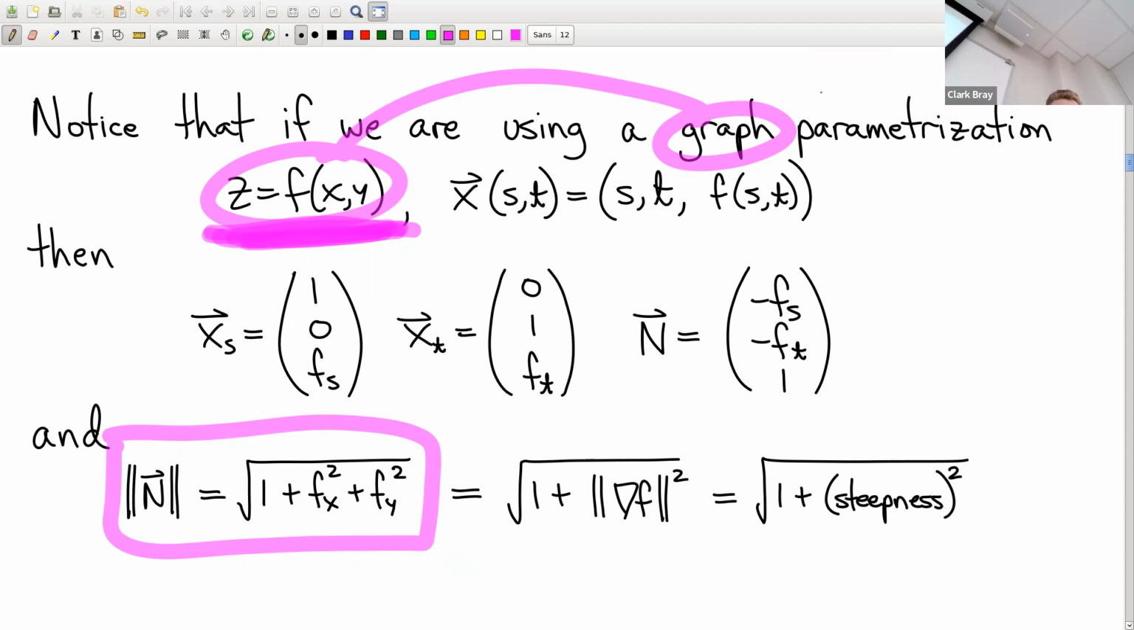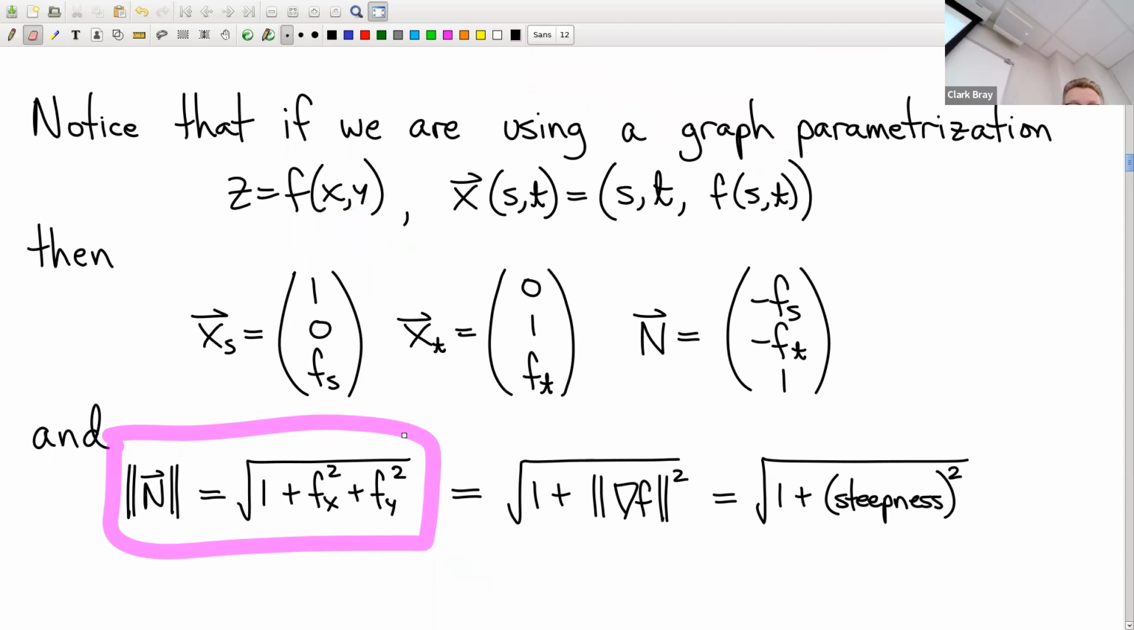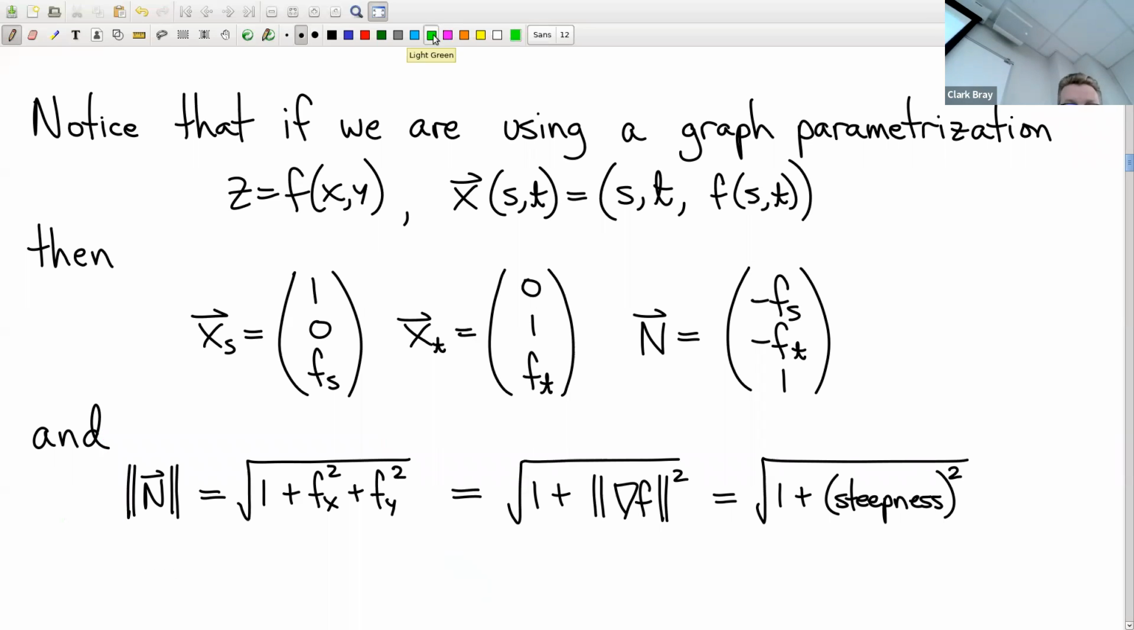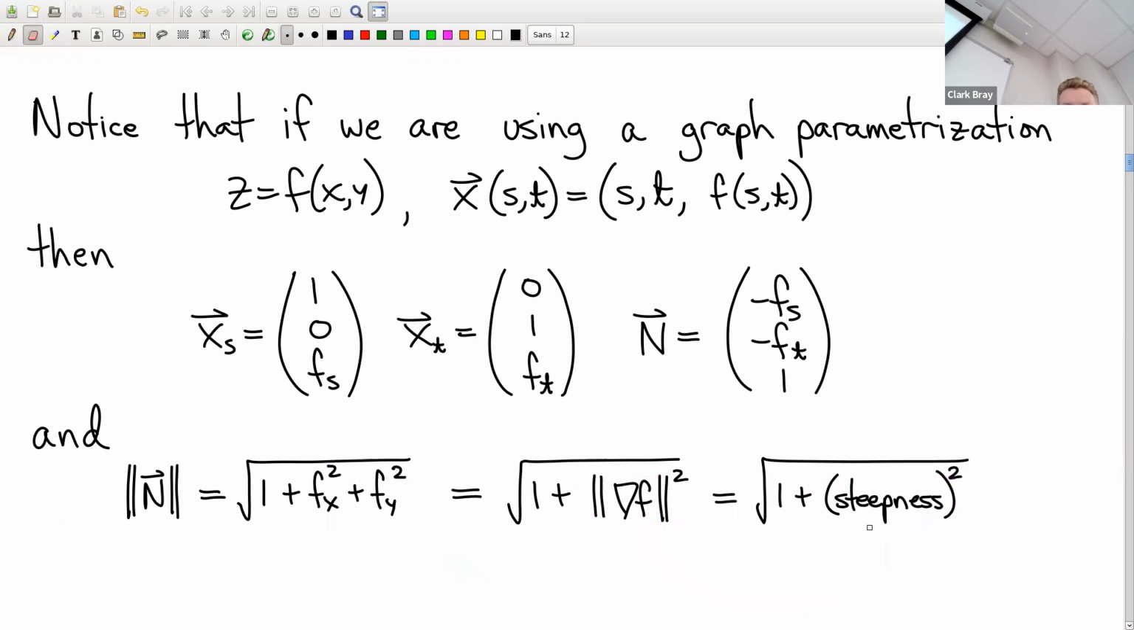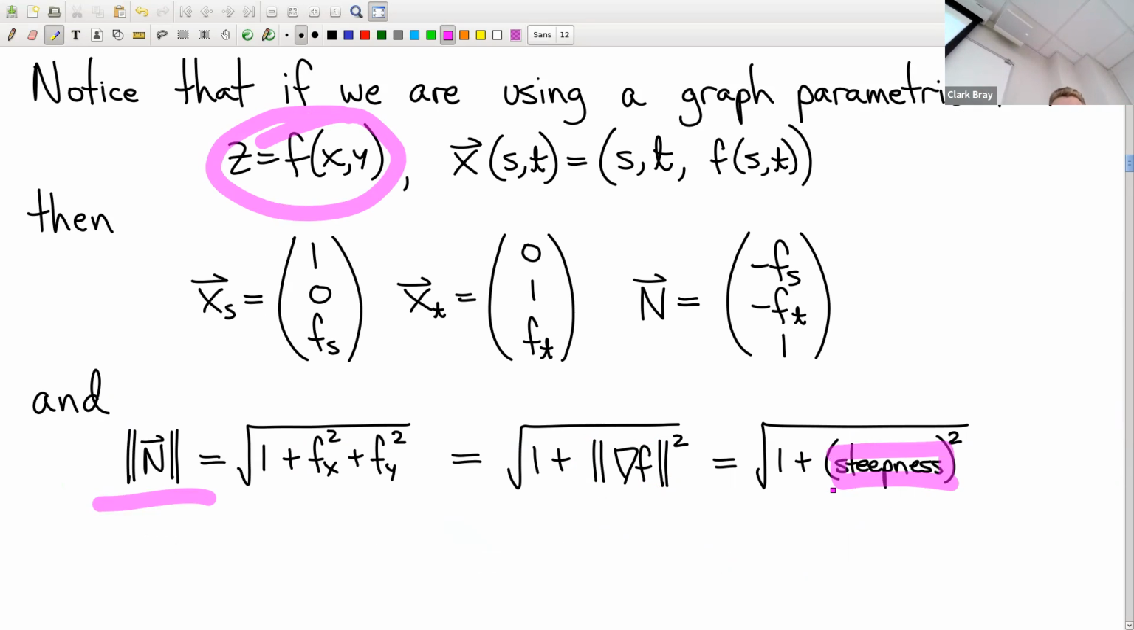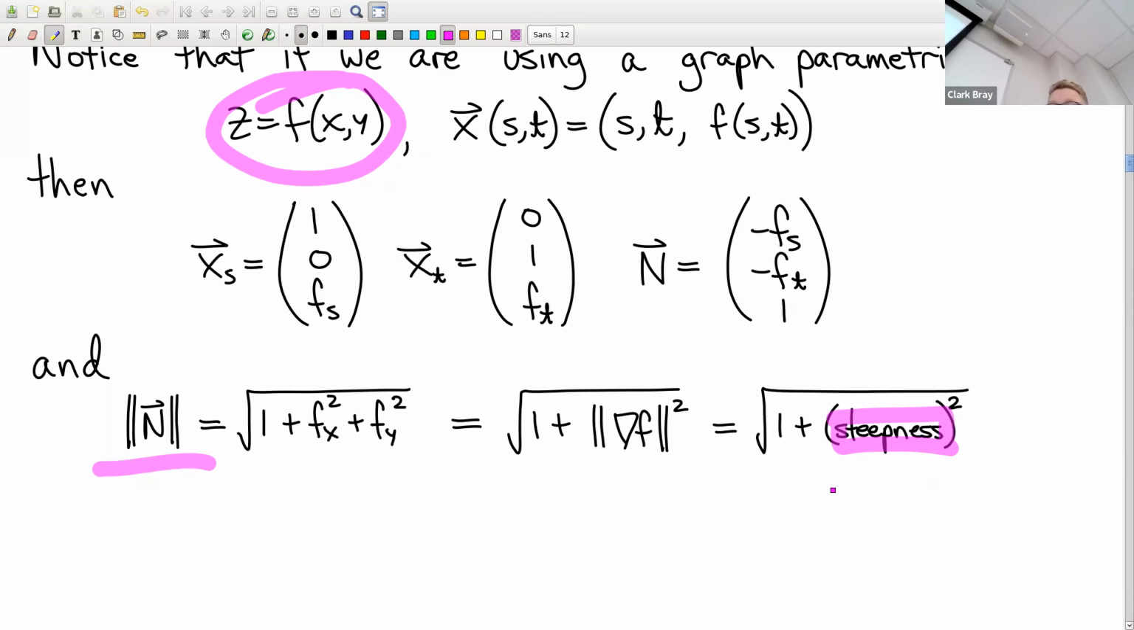Okay. All right. Real quick application though, I do want to show you. I think this is fun. Notice that this bit right in here is exactly magnitude of the gradient squared, which is steepness squared. So what this tells us is that, again, if you're looking at a rectangular graph, then your stretching factor depends only on how steep the surface is, how steep that graph is.